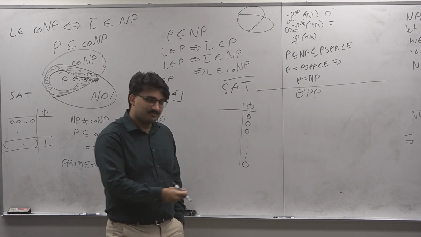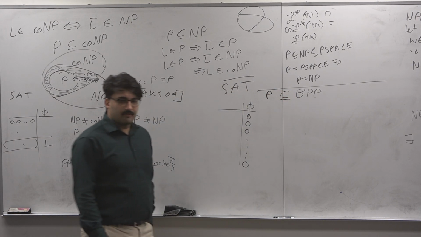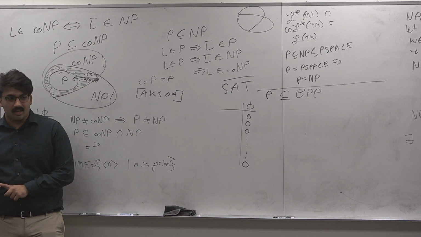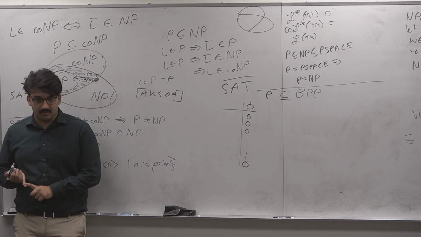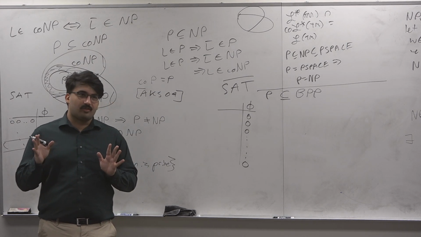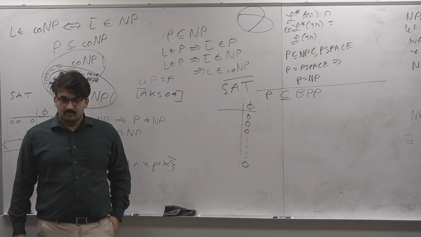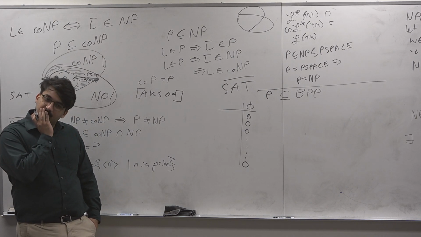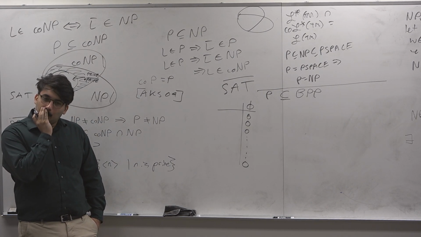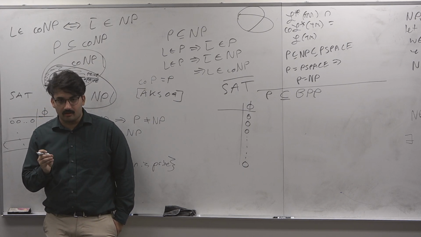RZP is contained in BPP. Correct. Okay. Every deterministic algorithm that makes no mistakes is also a randomized algorithm that does make mistakes. So, fine. Do we think, and I'm not asking for an answer, do we think that these are equal or not? Are randomized algorithms better?